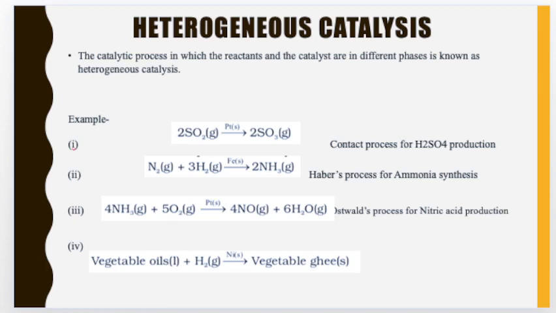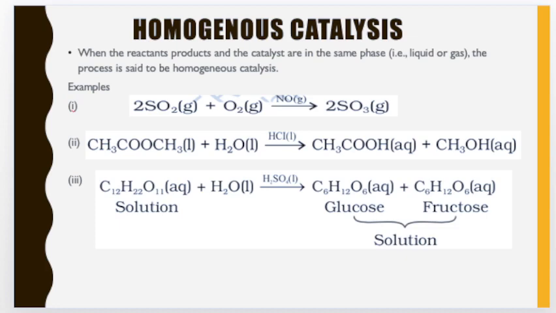The other type of catalysis is homogeneous catalysis. In the case of homogeneous catalysis, the reactant and the catalyst will remain in the same phase, that is liquid or gas, depending on the reaction. First example is sulfur dioxide getting oxidized to sulfur trioxide in presence of NO, which is also in the gaseous state. Other example is hydrolysis of ester, where the catalyst here is acid, that is HCl, and it is also in the liquid state.